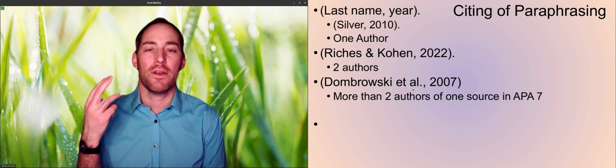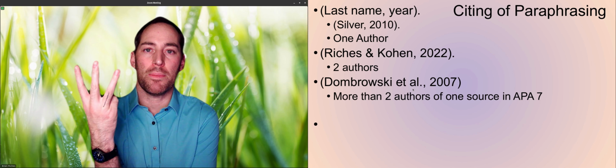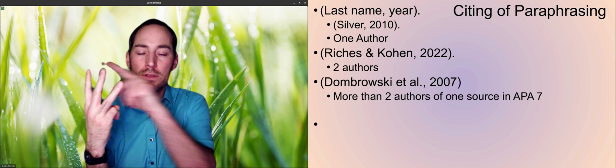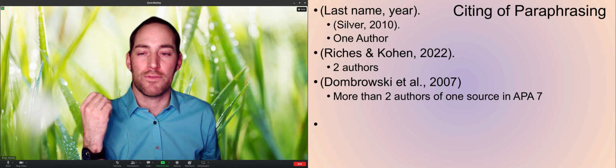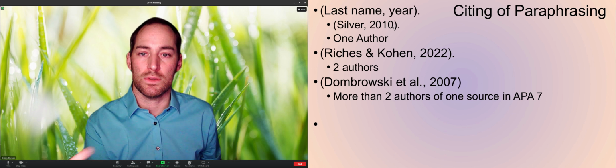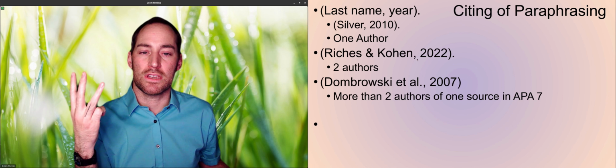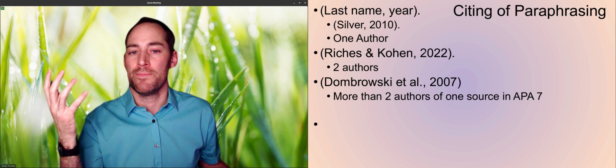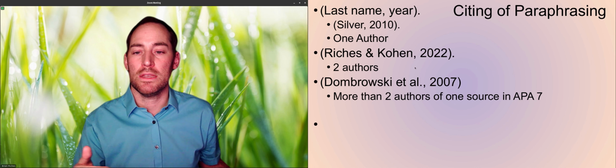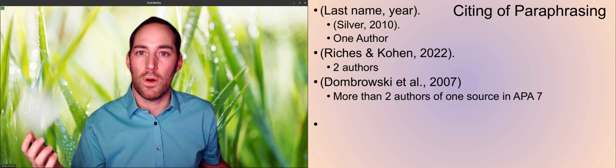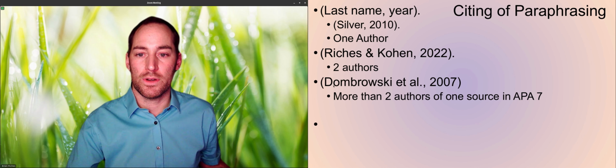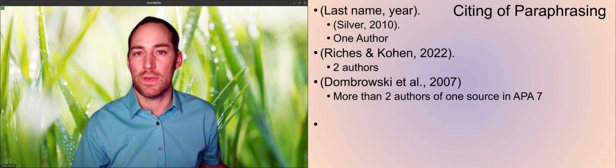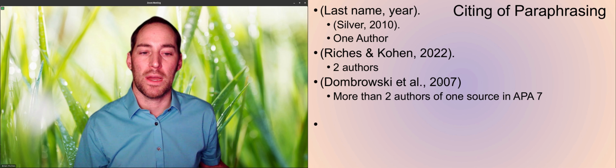So I found out about aloe vera mindfulness from 3 papers. One paper had 1 author. So at the end of the sentence, after I describe their research, I'll include Silver 2010. For Riches and Cohen, I'll describe their research, then put Riches and Cohen 2022. And then for this paper that had 20 authors, I'll put Dombrowski et al. 2007 at the end of my sentence.